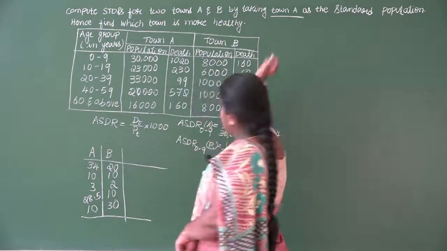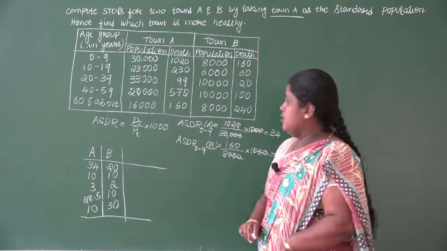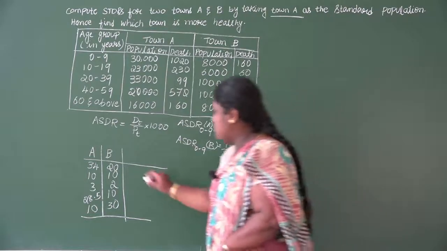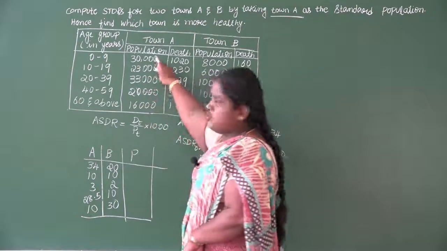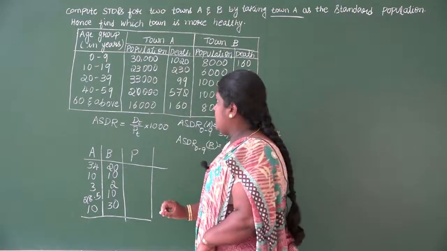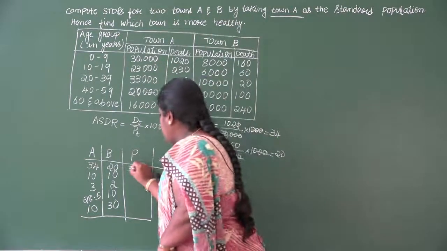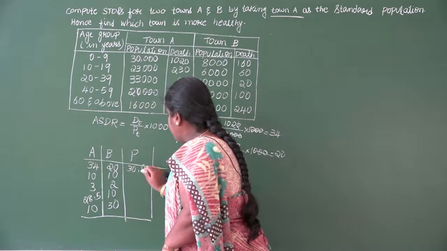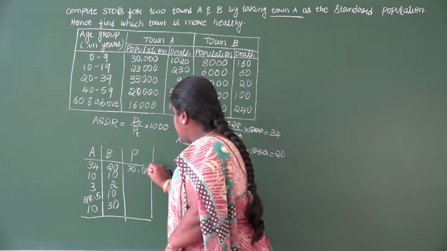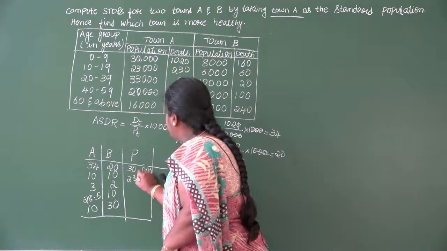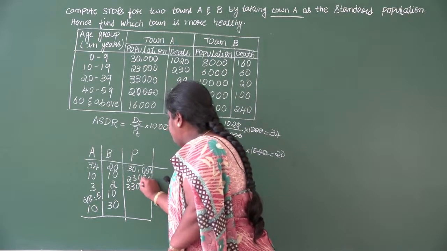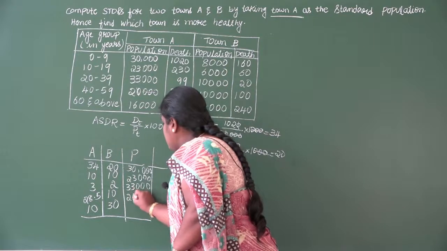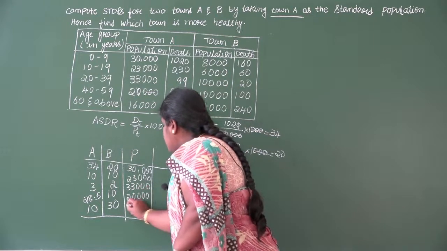Then in the question it is specified that town A is taken as the standard population. So when we are writing the P value, the population of town A will be taken as P. So it is 30,000, 23,000, 33,000, 20,000, 16,000.